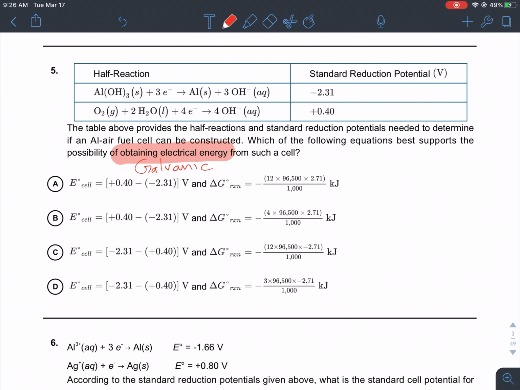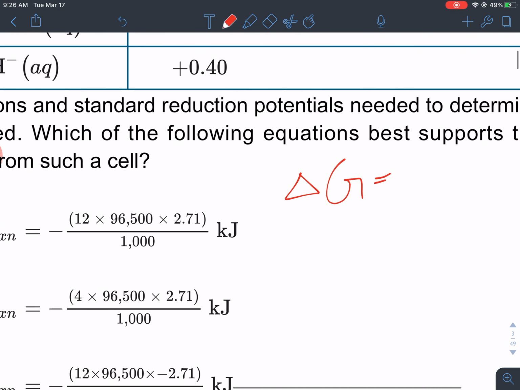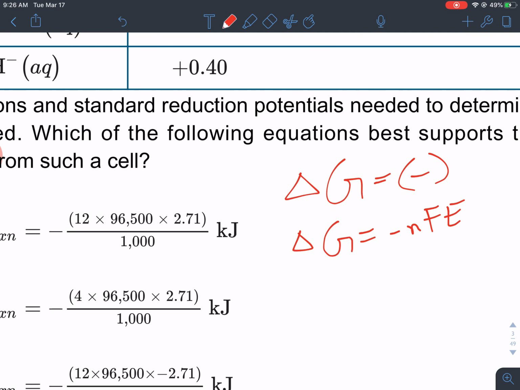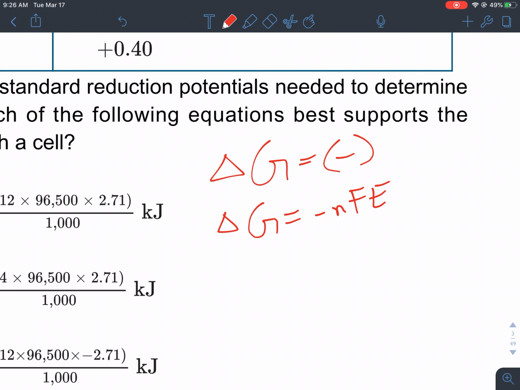For this to happen spontaneously, your delta G has to be negative. And if you remember, your delta G is equal to negative nFE. If you need to, watch my video on the galvanic or delta G review. If n and F are positive numbers times a negative number, then overall, this thing that I just highlighted in red is absolutely going to be negative. A negative times a positive is a negative.